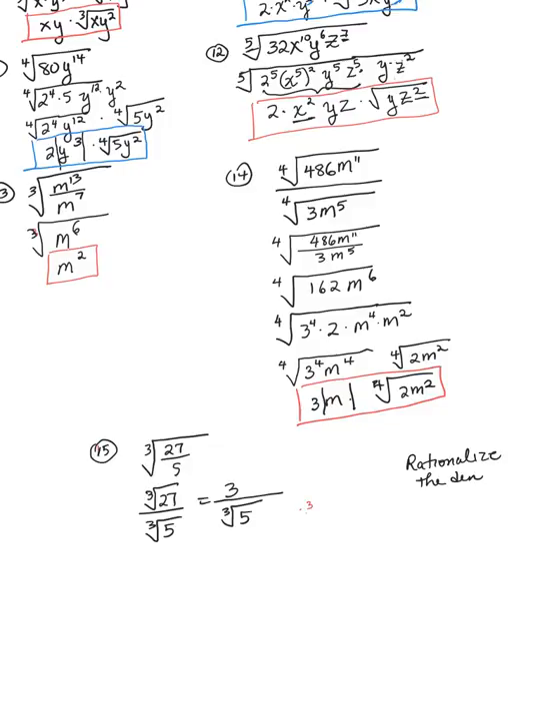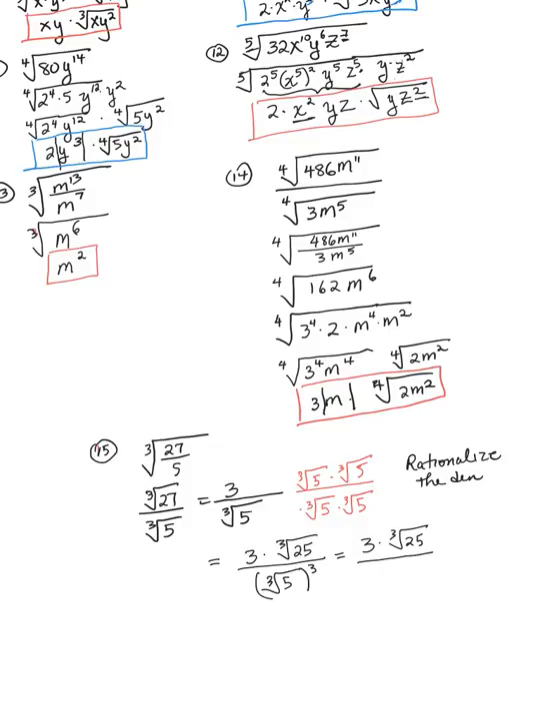We multiply the denominator by the cubed root of 5 times the cubed root of 5. And we have to multiply the numerator the same way. So when we multiply, we get 3 times the cubed root of 25 divided by the cubed root of 5 cubed. Well, that's equal to 3 times the cubed root of 25 over 5. And now we have rationalized the denominator. So that's what we do when we want to rationalize the denominator with cubed roots.